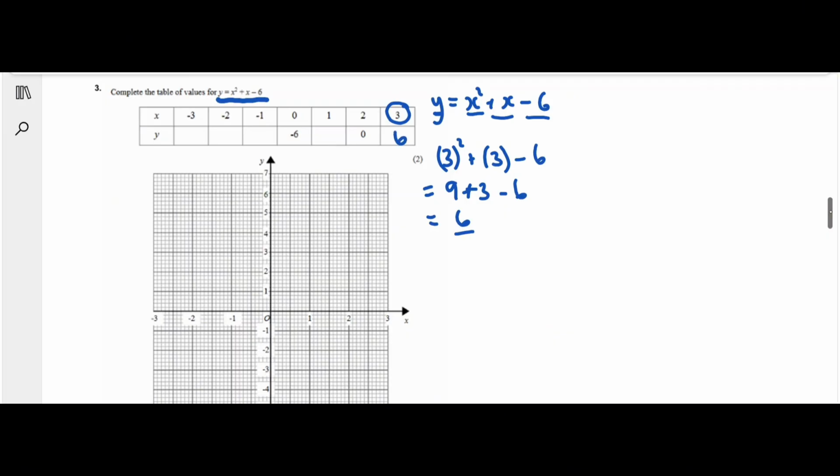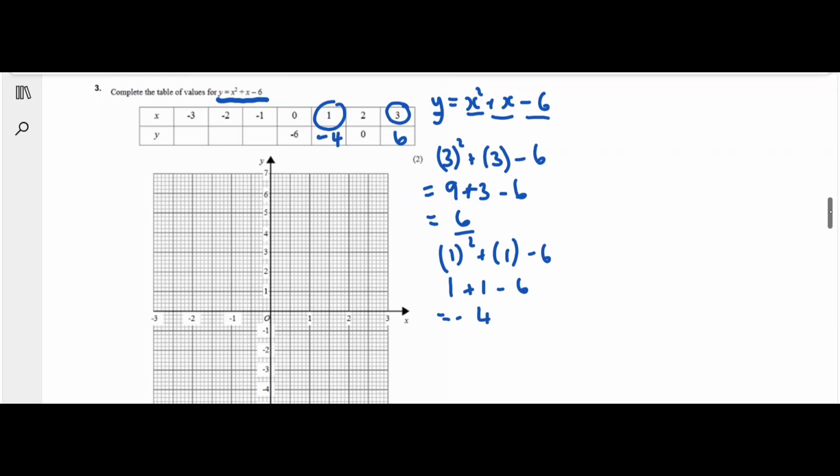And then obviously you would do the same with the rest. So let's go for 1. So I've got now x is 1. So I'm going to do 1 squared add 1. Should be much quicker for you because you can type this into your calculator. 1 add 1 take 6. That's 2 take away 6, which is negative 4. So that's my next value here.